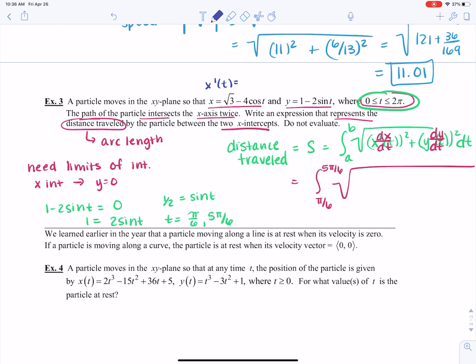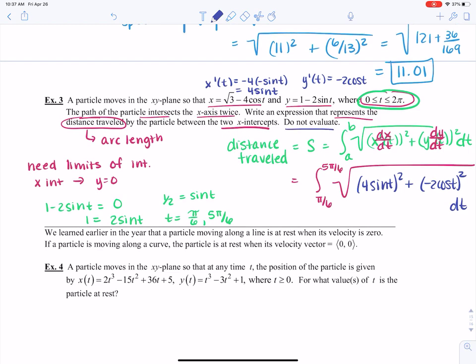X prime of t is going to give me negative 4 times negative sine of t, or just 4 sine t. And y prime of t is going to be negative 2 cosine t. So we're going to plug both of those in. 4 sine of t all squared plus negative 2 cosine t all squared, and don't forget your dt on the end of it. Notice it said do not evaluate, so that's all they were looking for in this question. Okay?